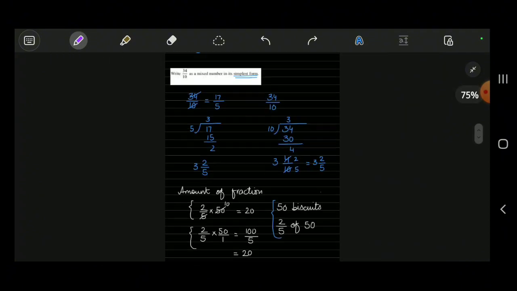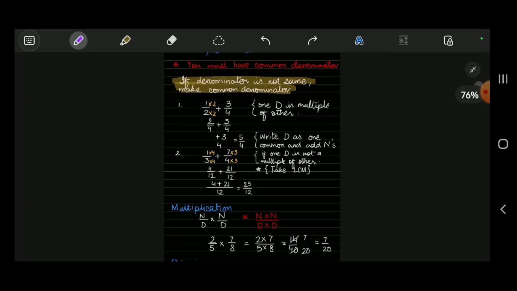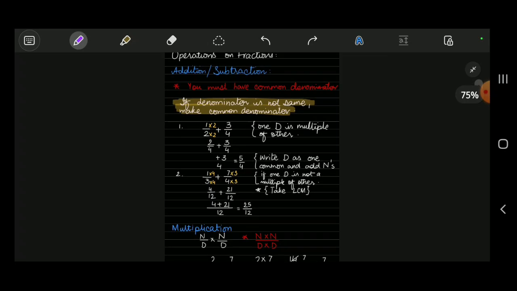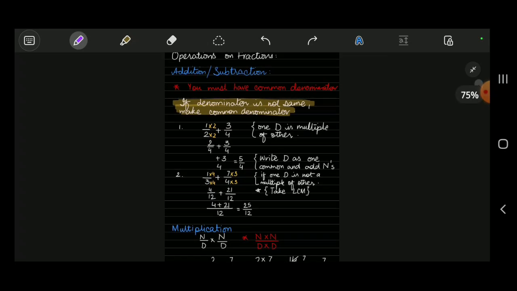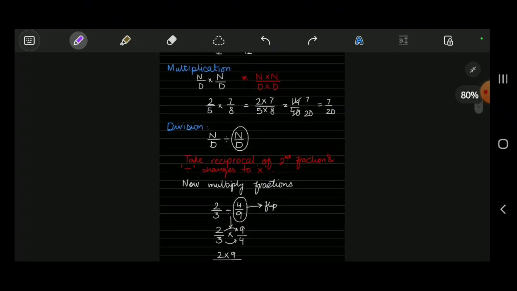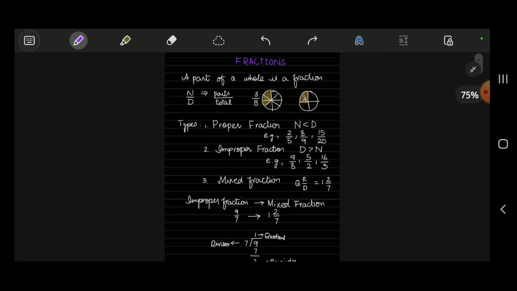So that's all about fractions. Each and everything is covered here. These are actually the basic rules that are written in red. For addition and subtraction, you must have a common denominator. If the denominator is not the same, you have to make the same one. Multiplication, numerator to numerator, denominator to denominator. And in division, you take the reciprocal of the second and division changes to multiplication as a result. So that's all about fractions.